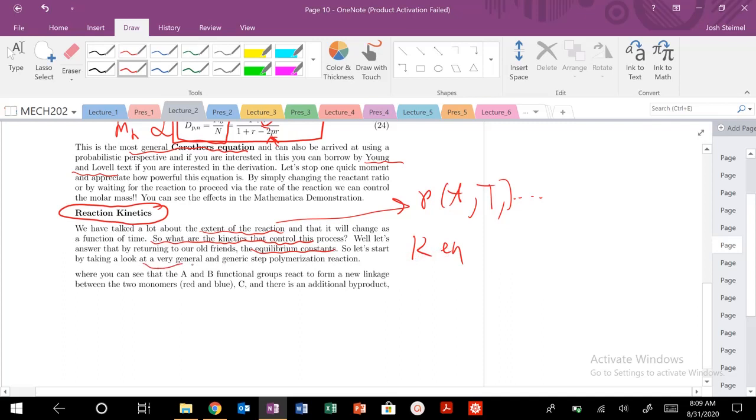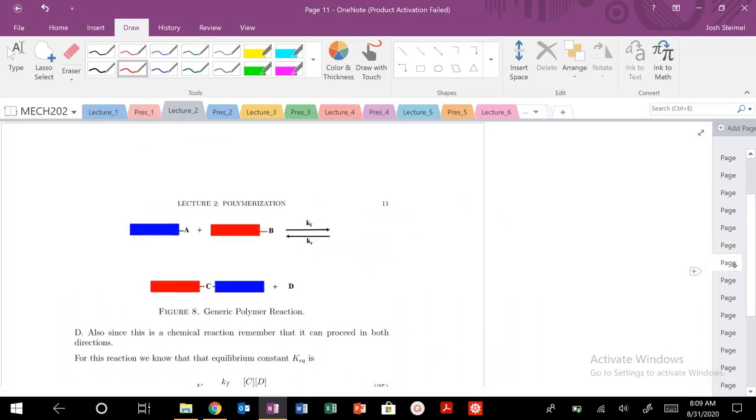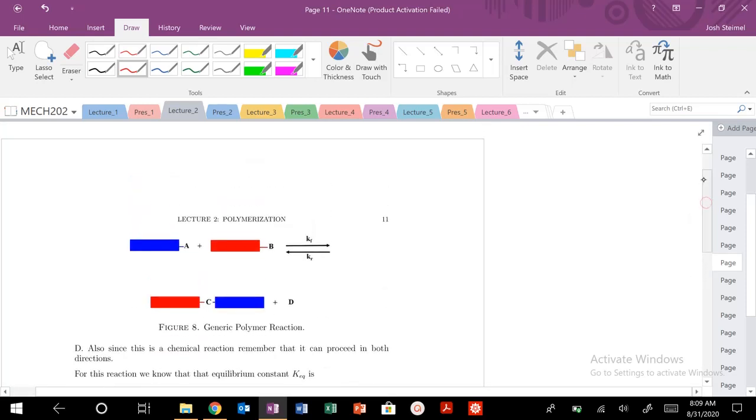So we're going to start very, very general, look at a generic step polymerization reaction. Basically we're going to look at A and B functional groups reacting to form a new linkage between the two monomers, C, and then there's a byproduct. So let's just say we have a reaction A plus B leads to, and reverse as well, c amount of C group plus d amount of D group. That's it. So that's what we're working with here.